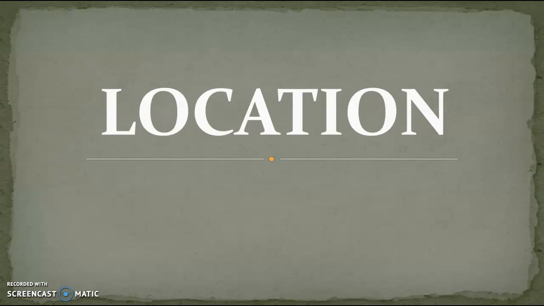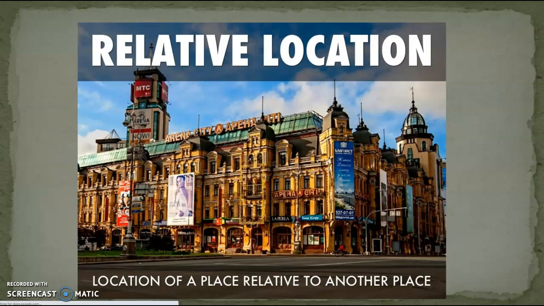Talking about the 5 themes of geography. And our first theme is location. There are 2 types of location. There's relative location, and then there's absolute location.